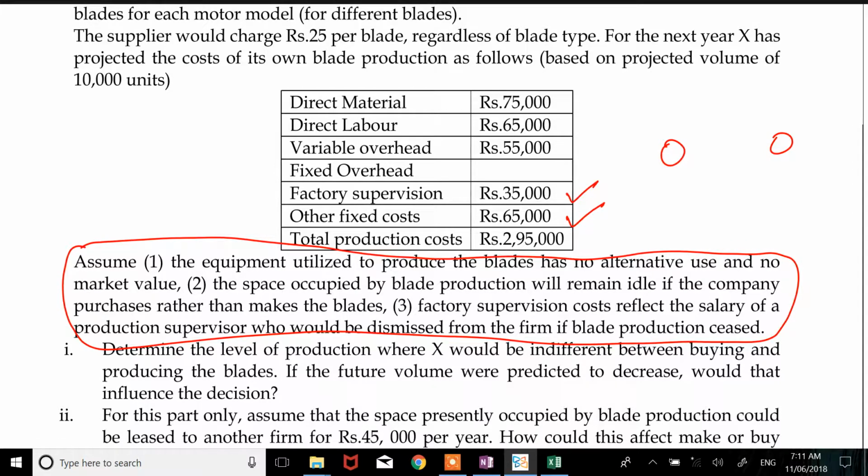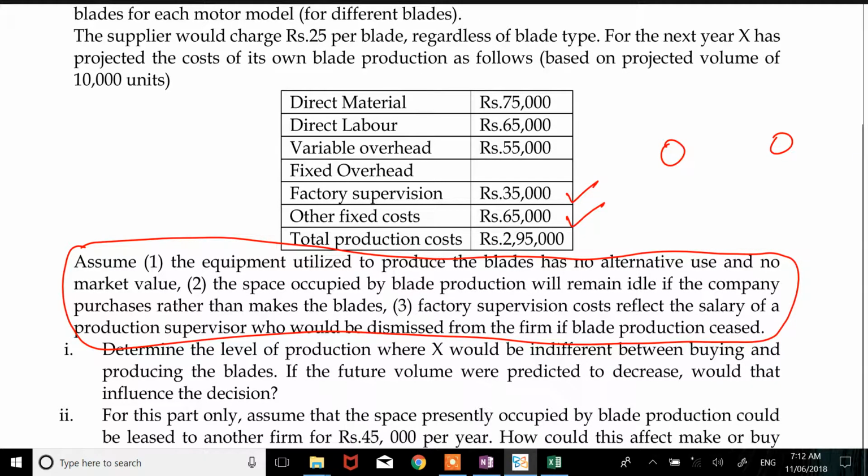Additional information can make something relevant, something irrelevant. Now, equipment utilized to produce the blade has no alternative use and no market value. Doesn't matter to me, nowhere related to the data. Space occupied by blade production will remain idle if the company purchases rather than makes the blades. Again, nothing quantified in terms of money. Again, leave it. Factory supervision costs reflect the salary of a production supervisor who would be dismissed. So this alone is a relevant cost because it's an avoidable cost.